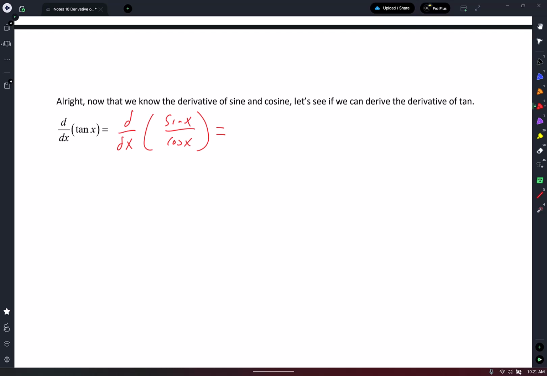So what do I put first? Cosine x times, what's the derivative of sine x? Cosine x, just cosine x. So bottom times derivative of the top, minus sine x times derivative of the bottom, which is negative sign. Why am I confusing myself? Let's start again.